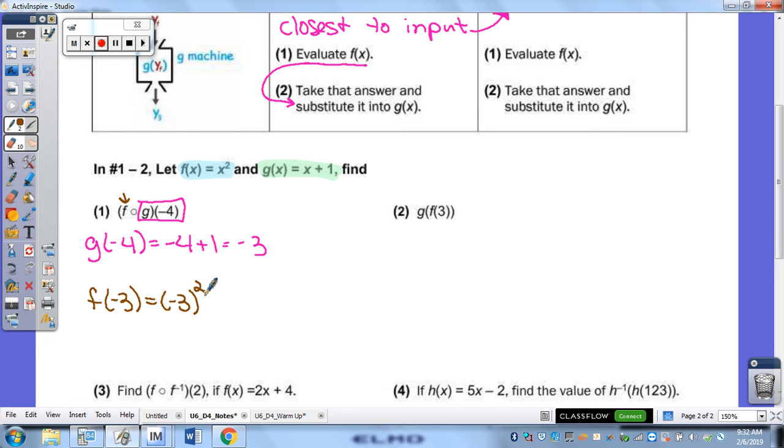which is telling us to take that value and square it, because it's x squared for our f function. So what is negative 3 squared? There's your final answer. So f of g of negative 4 ends up equaling 9.